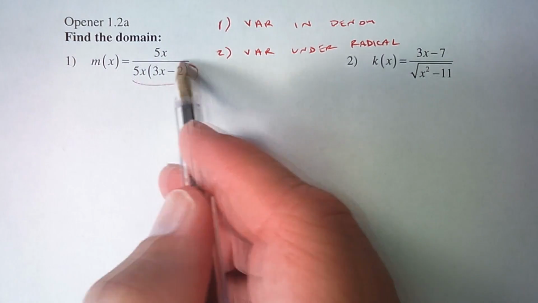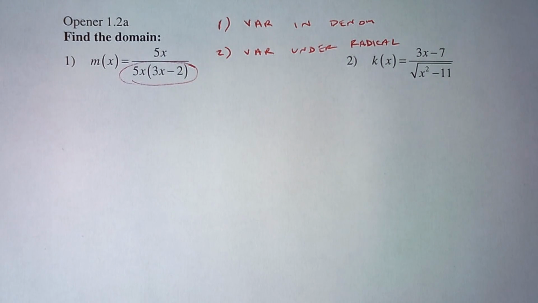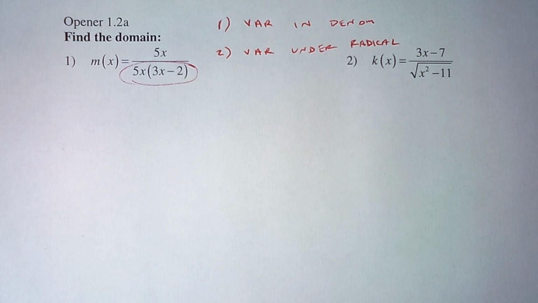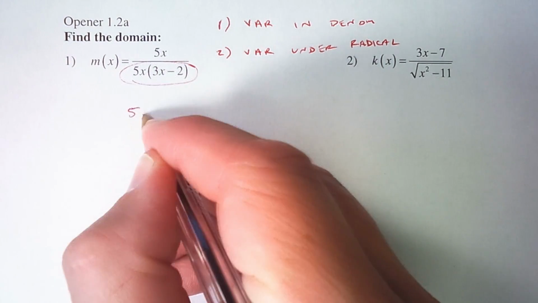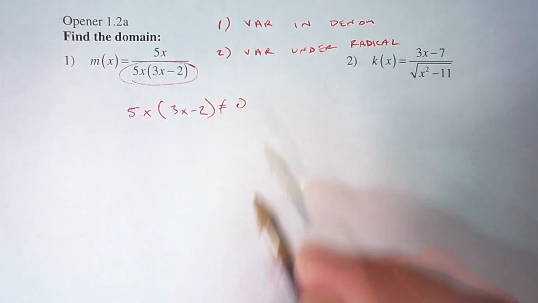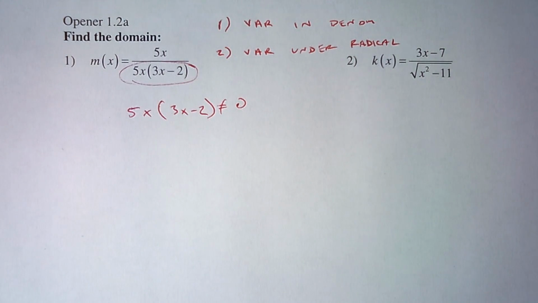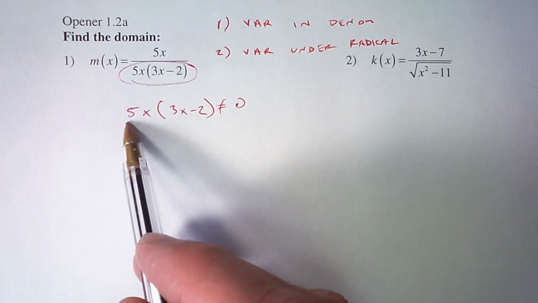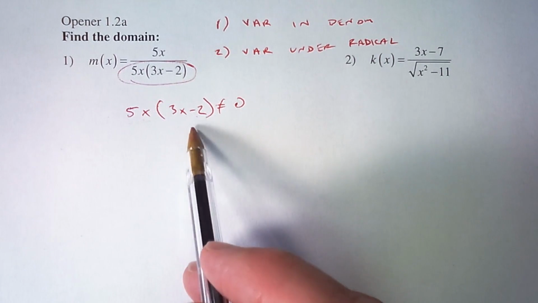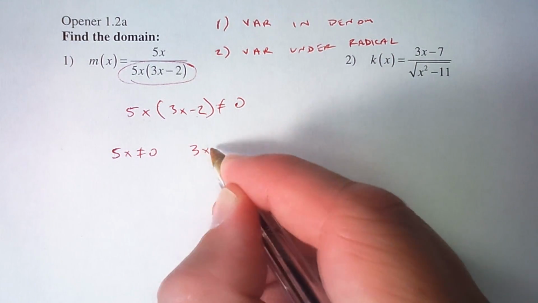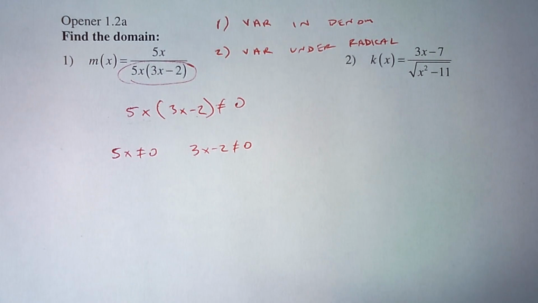Here we have a variable in a denominator. When there's a variable in a denominator, we need to find out what value for that variable would give us a denominator of 0 where the fraction is undefined. So we're going to say 5x times 3x minus 2, that denominator, cannot equal 0. So this looks like kind of like a factored form to me. So I could say this factor can't equal 0 and this factor can't equal 0. So 5x cannot equal 0 and 3x minus 2 cannot equal 0.